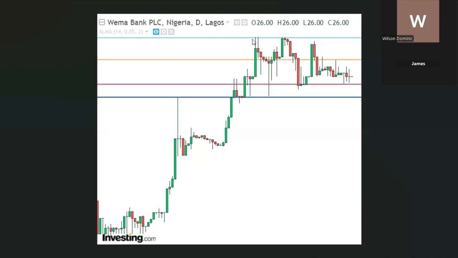Okay, I understand what you're saying. So that's our blue line, and this is an equal high. That means you're trying to say that the market is not trying to pass, and it went further to make a lower high instead of breaking.